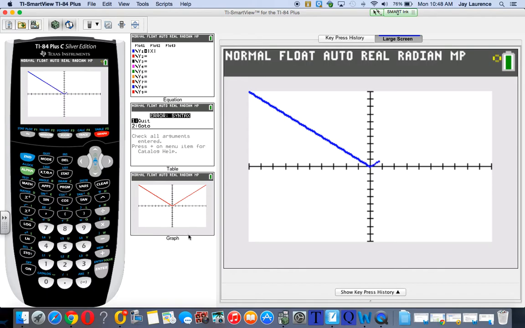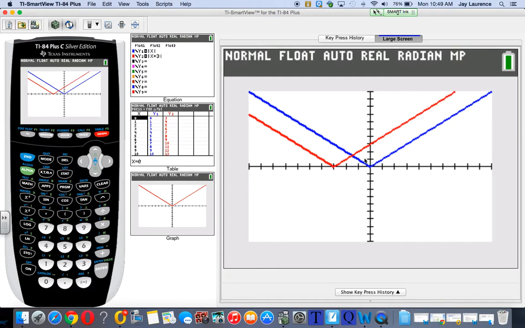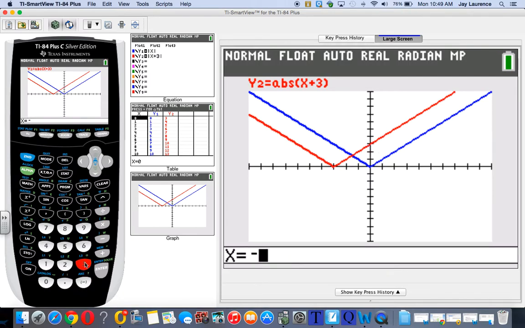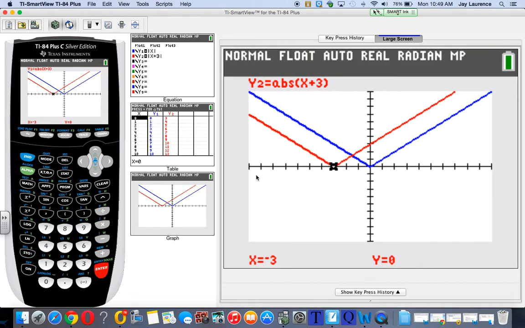Okay, here comes the original blue one. And there, wait a minute, look at that. It didn't shift right. Even though it was +3, it shifted left. Why do you suppose that happened? Look, there I'm at the vertex of the original. It's at 0, 0. But when I'm on the red one, looks like the vertex is at -3, 0.